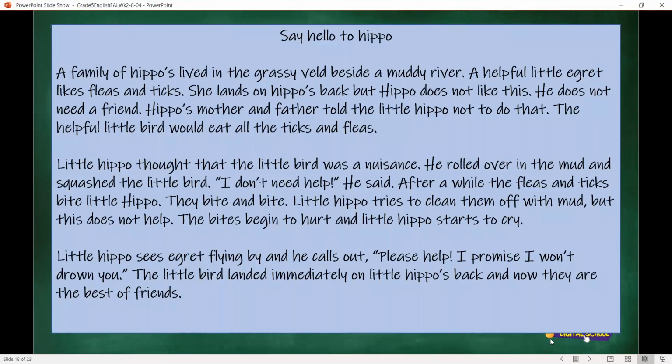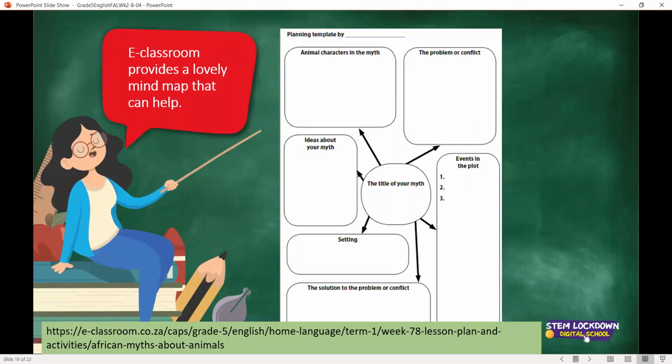Okay. Now it's your turn. This is an example of a map on eClassroom. You don't have to go there to get it. You can just look at it for an idea. It's a very nice template because the sizes of the blocks show you how much information to put in. So in the center, once again, you have the title of your myth, the animal characters in your myth, okay? You have your setting.